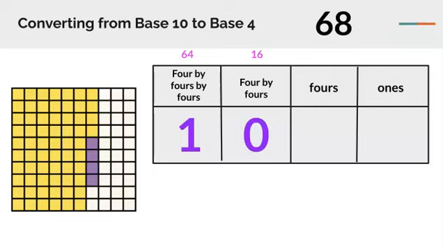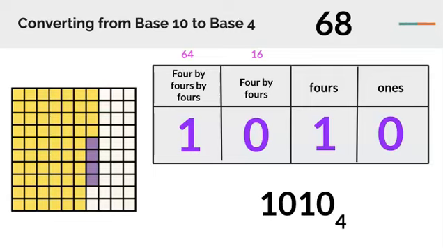Looking at what's left, I can't make any groups of 4 by 4s because that's 16, so I had to put a 0 in that place value. What's left in purple is a group of 4, so I can put a 1 in the 4's place. And now there isn't anything else left over, so I put a 0 in the 1's place. So 68 in base 10 is equivalent to 1010 in base 4.